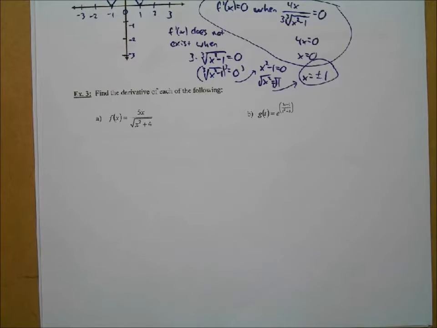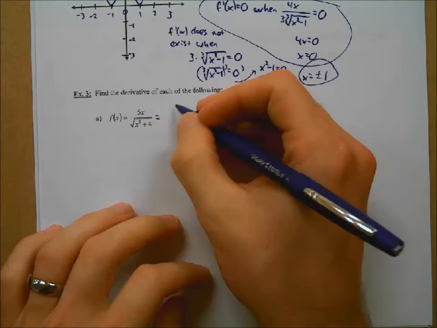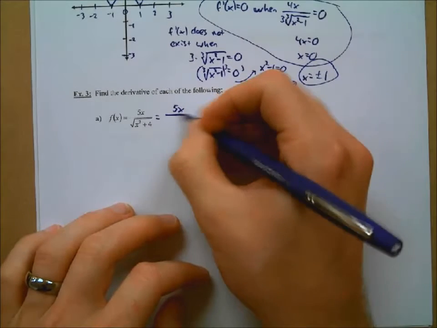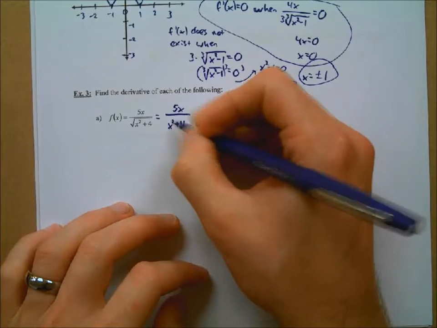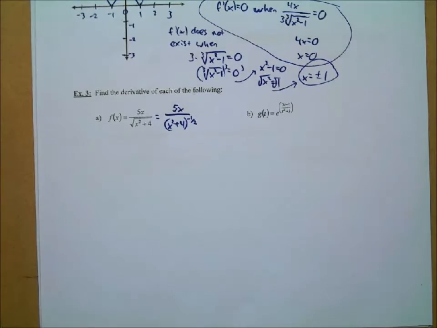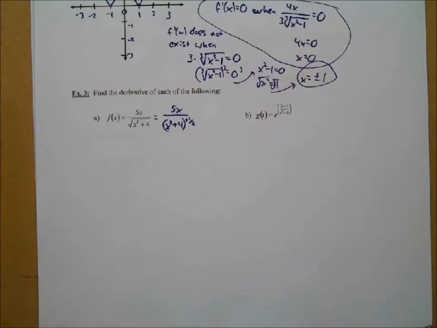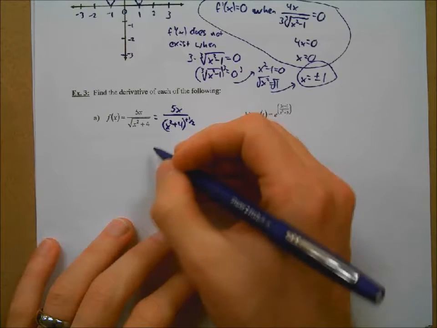So letter A. Before we go about trying to take the derivative here, as we're asked to do, we should probably rewrite it. I'm going to rewrite this as 5x over x squared plus 4 to the negative 1/2. Oh, sorry, positive 1/2, because I left it in the denominator, so it's still positive 1/2. So if I leave my function in this format, I will have to use what rule? Quotient rule.